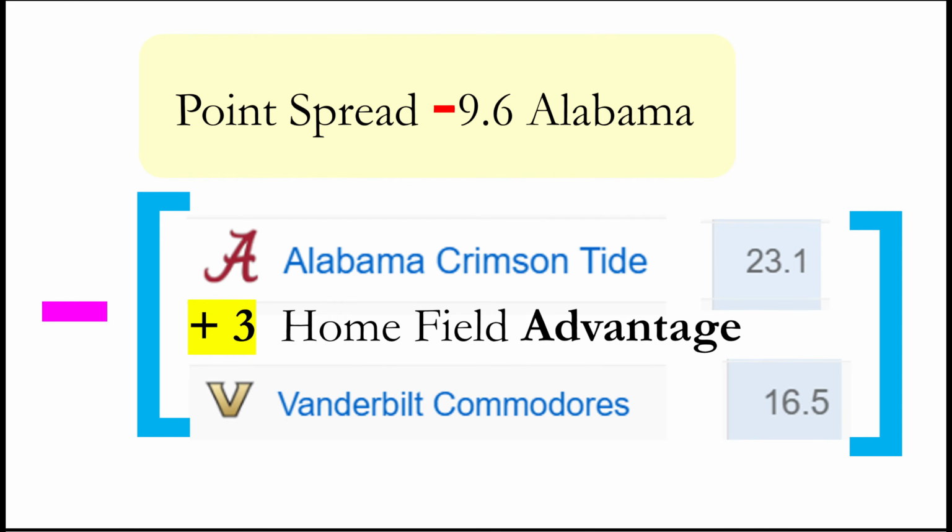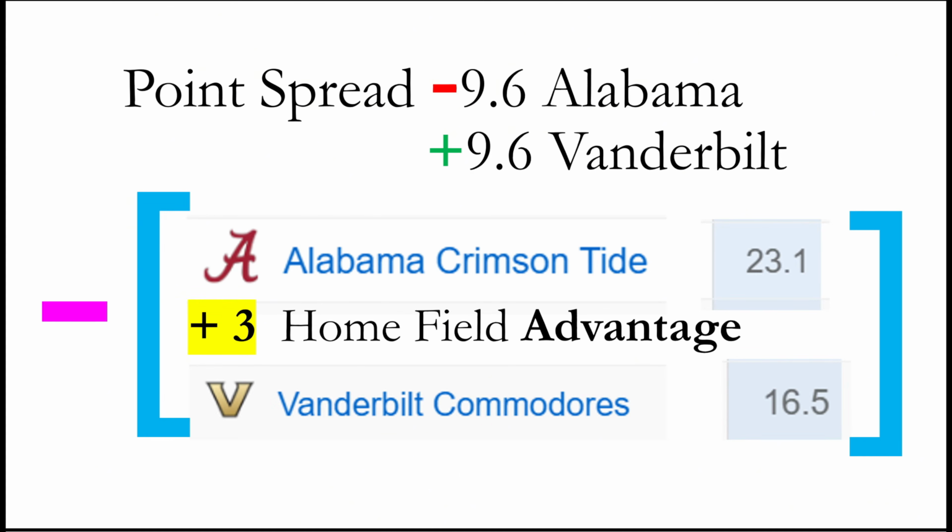Now, does this make sense? Okay, so Alabama is 6.6 points higher in the power rating in ESPN's FPI than Vanderbilt. Okay, 6.6. But since they're at home, they're given an additional 3 points. So that 6.6 becomes 9.6. So at home, Alabama is 9.6 points higher than Vanderbilt. To convert that into a point spread, that makes Alabama the favorite by 9.6.